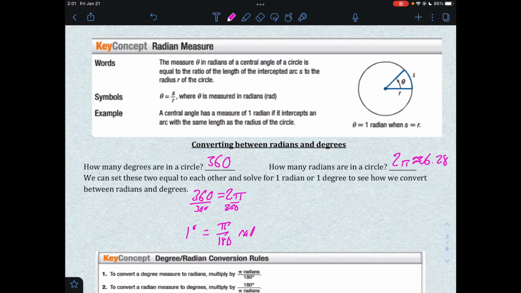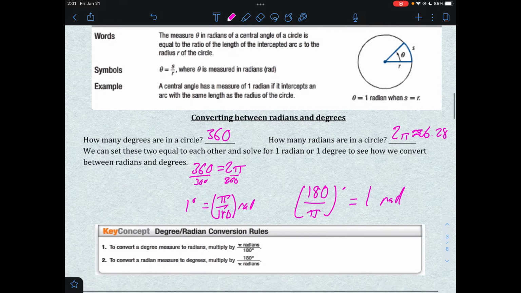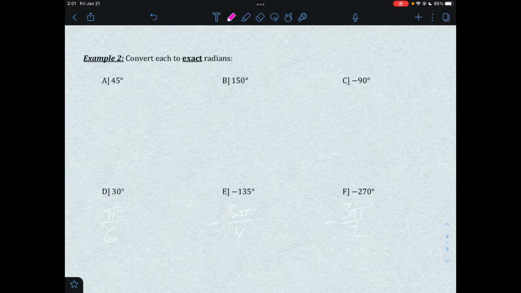All right, and if we multiply both sides by 180 over pi, 180 over pi degrees would equal 1 radian. So that's what we're going to use to convert back and forth. To convert to radians, multiply by pi over 180. To convert to degrees, multiply by 180 over pi. And we're just going to do that many times here to practice.